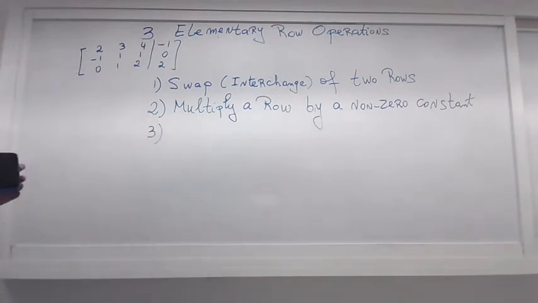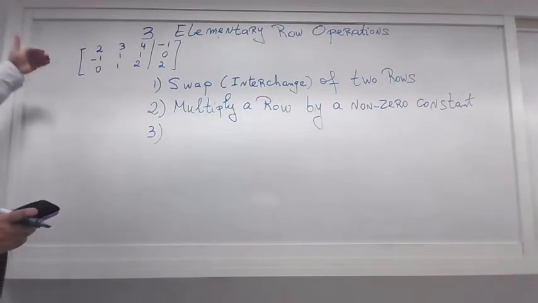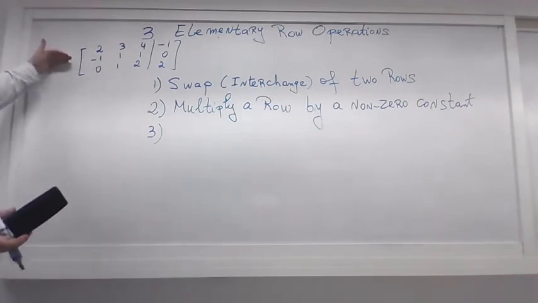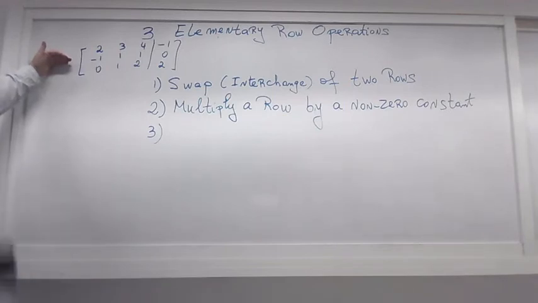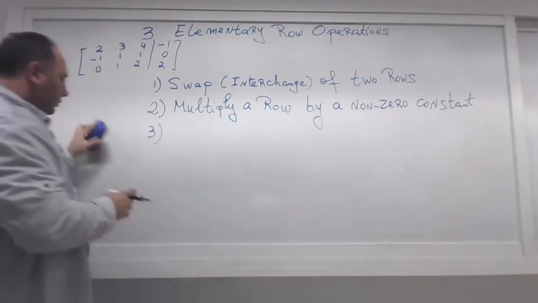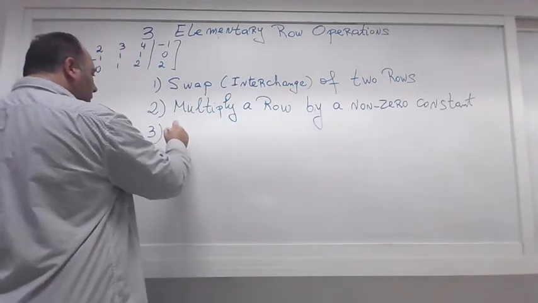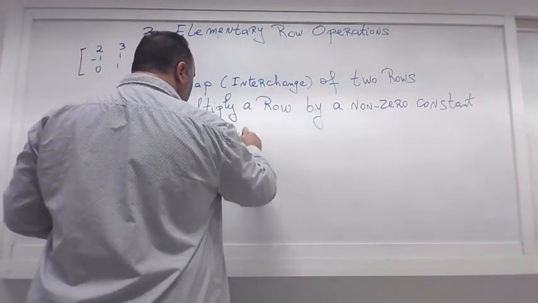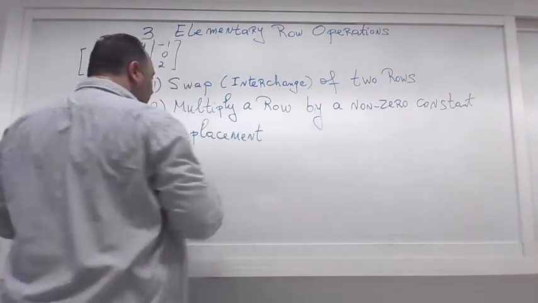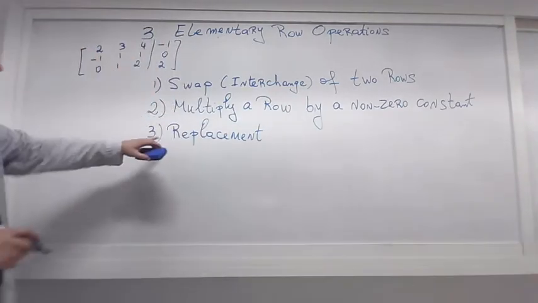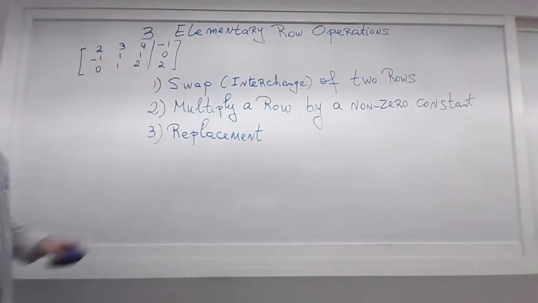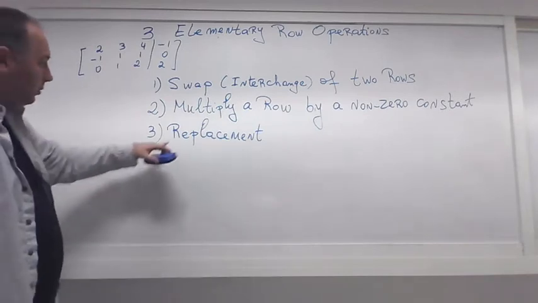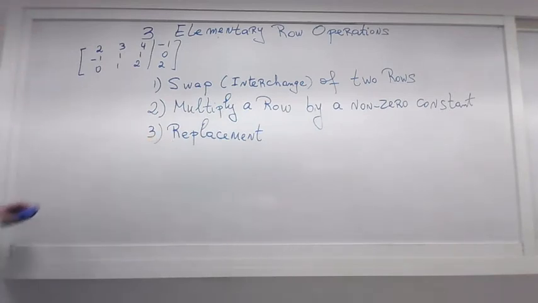And the last operation is the one that we use the most. What we can do is replace one of the rows by that row plus or minus some number times some other row. Let's call it replacement. We will see this, and this is the one we are going to use non-stop. And the beauty of it is it doesn't change the solution set.